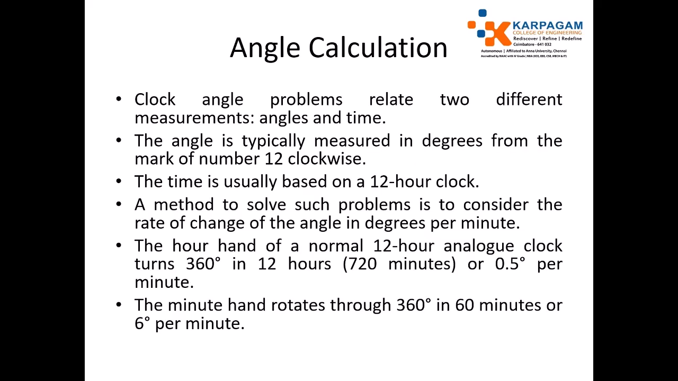And the next one is angle calculation. Clock angle problems relate to two different measurements, that is angles and time. The angle is typically measured in degrees from the marked number 12 clockwise. The time is usually based on a 12-hour clock. A method to solve such a problem is to consider the rate of change of the angle in degrees per minute.